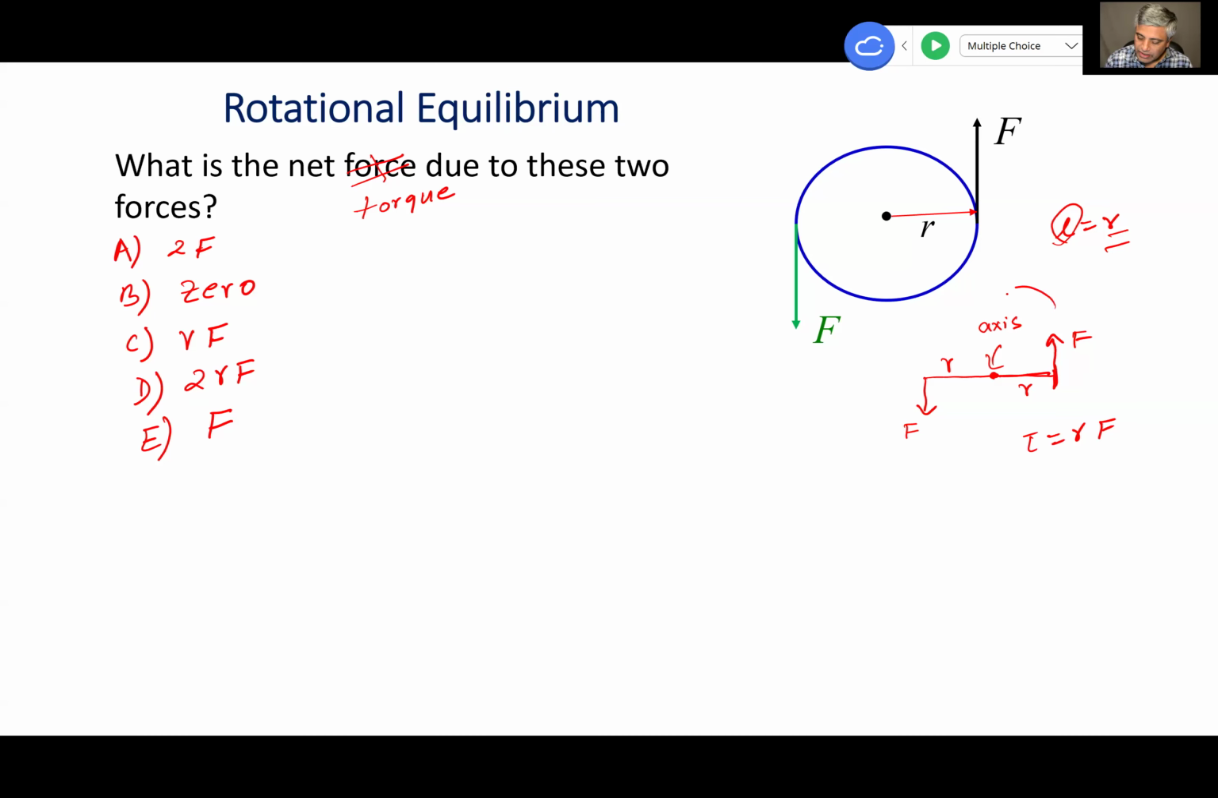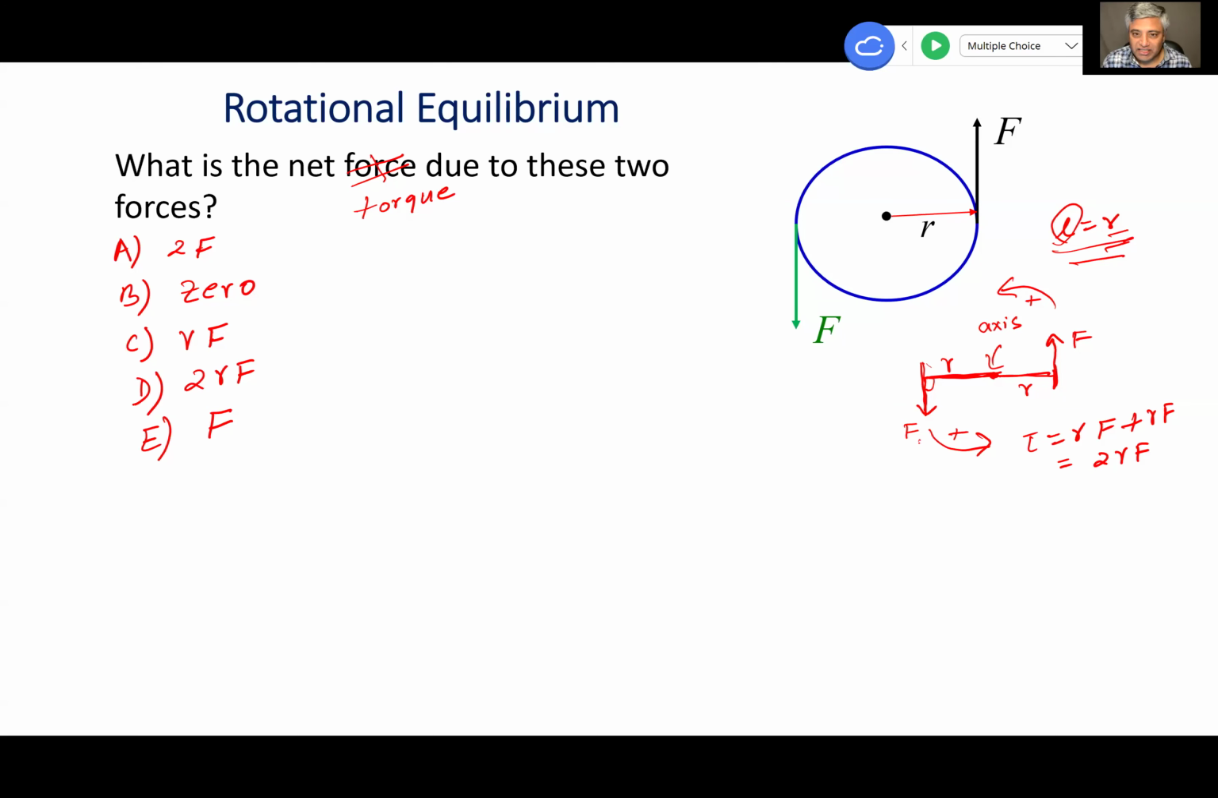In this case, it's trying to rotate counterclockwise, so that is positive. And now this one is also trying to rotate counterclockwise, so that is positive as well. And this is also perpendicular, so R times F. When it's perpendicular, lever arm and R are the same, so it's a similar situation. That means it is also positive RF. So that makes positive 2 times RF. So that's why D is the correct answer.